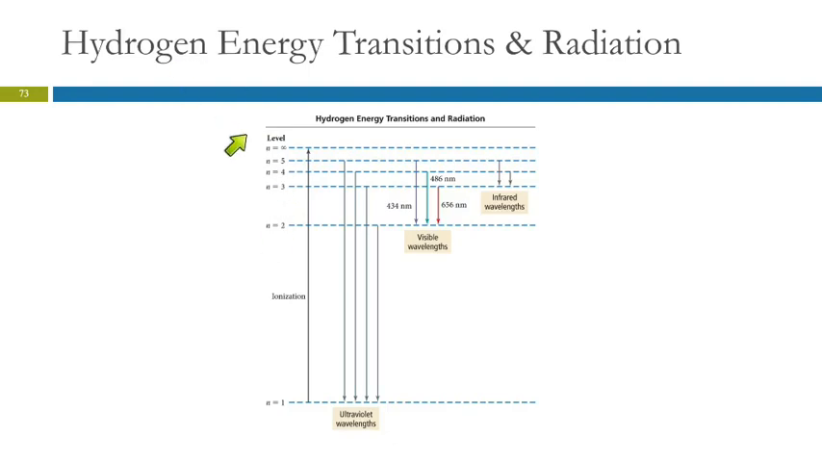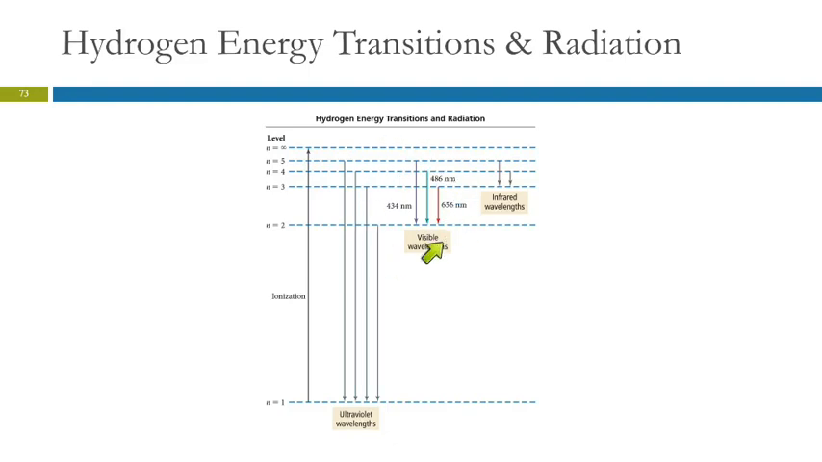But what if we don't shoot it all the way out? Maybe up to level 5 or 4 or 3. And then we can look at the transitions as it returns to the ground state. So transitions from 5, 4, 3, and 2 all the way down to 1, those are really large transitions. Those are going to be in the ultraviolet region. We can't see those with our eyes.